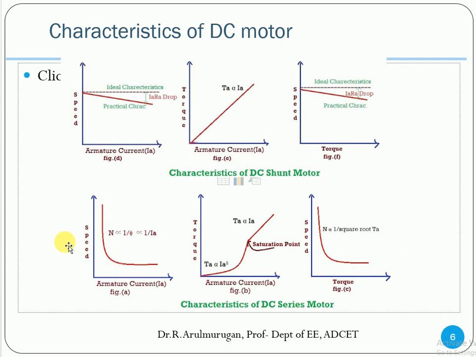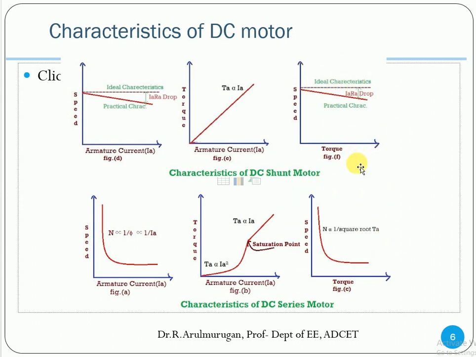The same diagram is repeated here. Here, what is written? Speed is written. With respect to the torque, you can write it here. If you write it, that is a curve. This curve is called the mechanical characteristics.